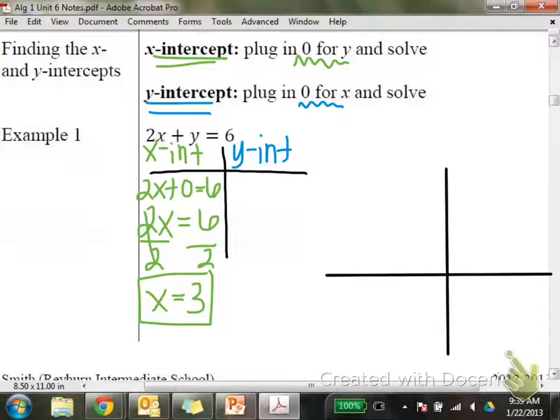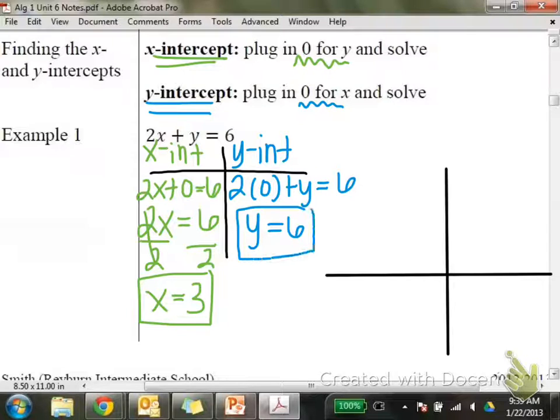For the y-intercept, what am I going to plug in? 0 for x. So this is going to be 2 times 0 plus y equals 6. If you're looking for the x-intercept, you plug in 0 for y. If you're looking for the y-intercept, you plug in 0 for x. What's 2 times 0? 0. So that's going to be 0 plus y equals 6. So that gives me y equals 6. That's your y-intercept. Put a box around it.